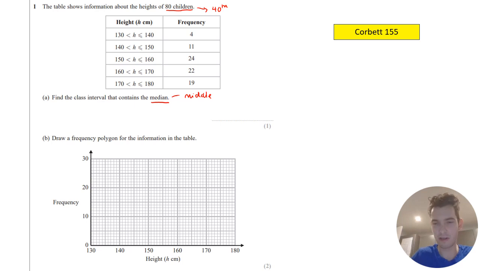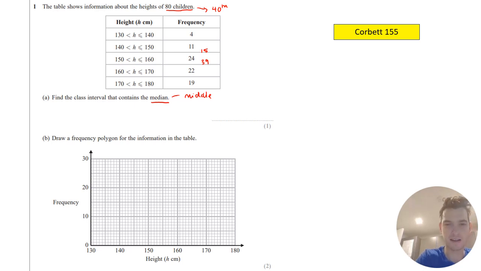So let's go through the frequency table. Is it in the first category? No, because there's only 4. What about the second one? Well, that goes up to 15, because 4 plus 11 is 15, so it's not in there. The third one, 24, well, 15 plus 24 is 39. So there's 39 pieces of data in the first 3, so median is not quite in that one.